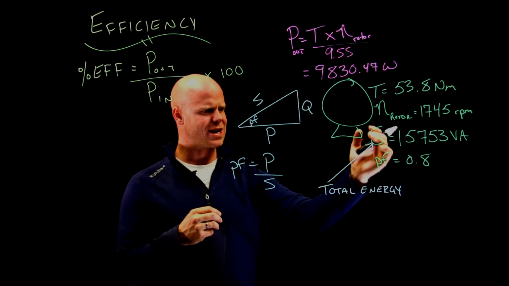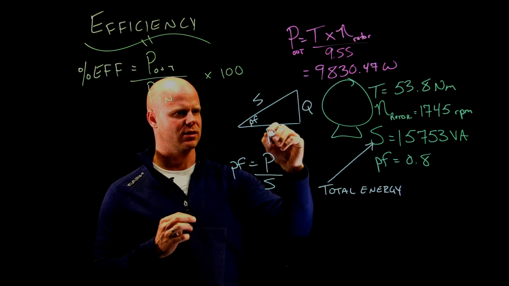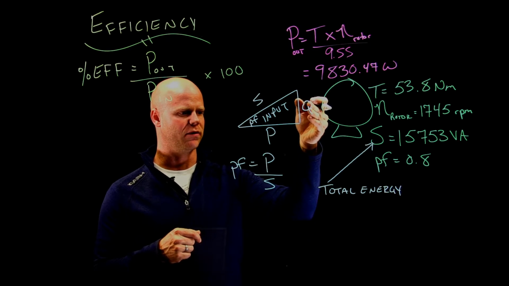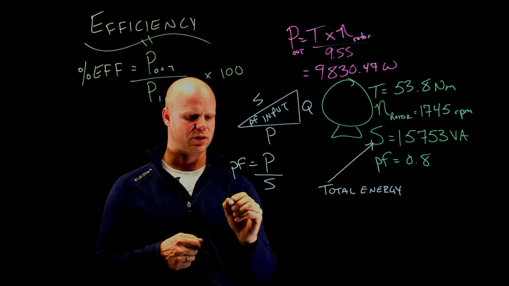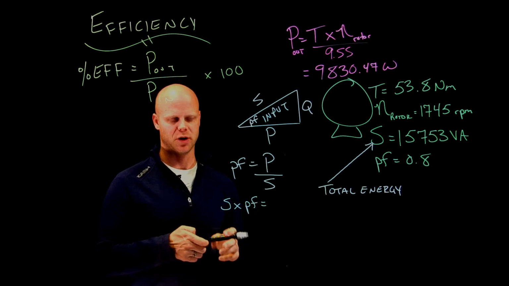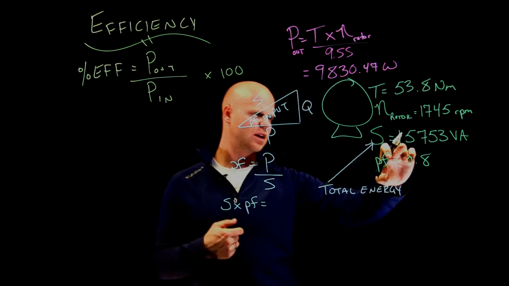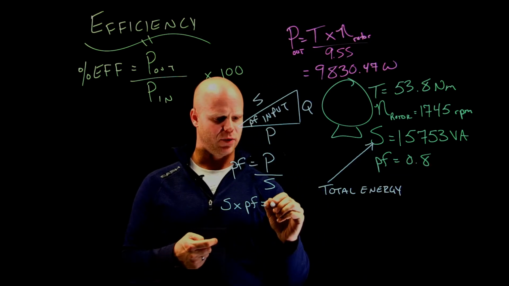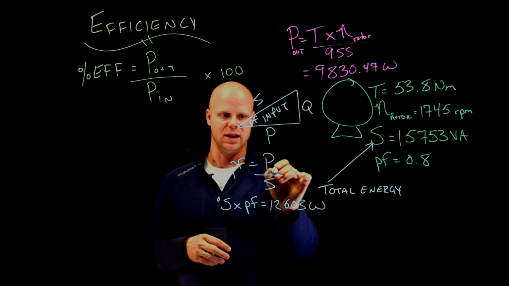So if we understand that S is the total energy, that's my input energy, that's what all of these represent. These are all input values. That's my input watts, input VARs, input VA. So I'm looking for watts, so all I have to do is take my VA, times it by my power factor, and that will be the input power to my motor. So the input power to this motor, if I take 15,753 times 0.8, I end up with 12,603 watts. And this is an input value.